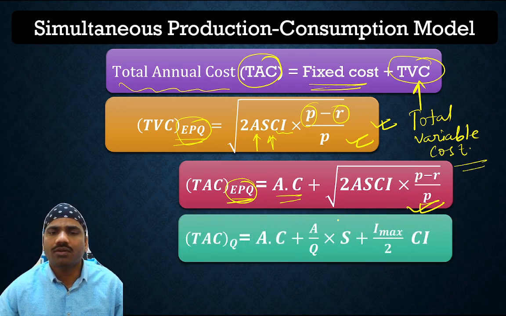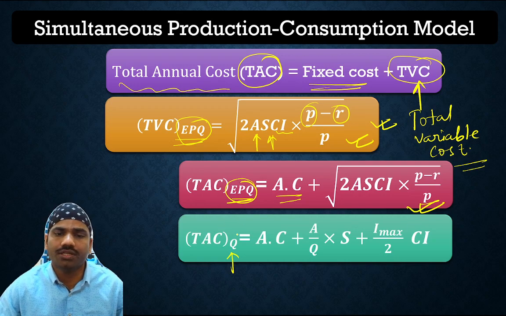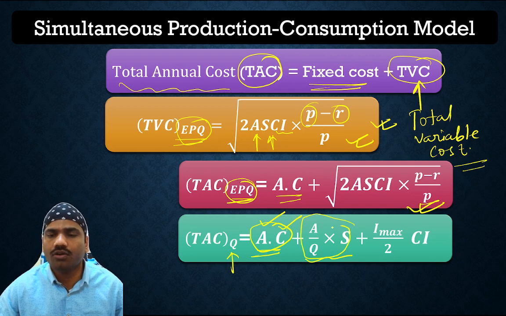So next we will talk about the total annual cost at some general quantity Q. We can find total annual cost at some general quantity Q, and that will be equal to fixed cost, that is annual demand into unit cost, plus we have setup cost, or in the earlier model we had ordering cost. Like that we have setup cost, and then we have inventory carrying cost.